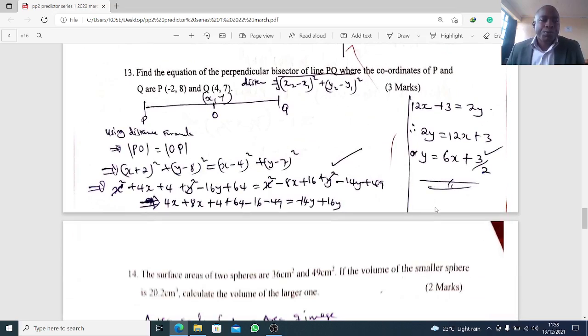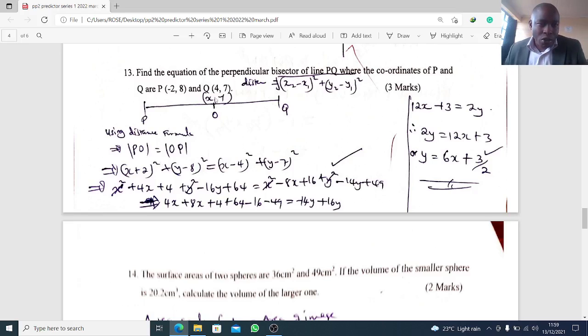The next question: find the equation of the perpendicular bisector of line PQ, where the coordinates of P and Q are this and this. Now, I've used the distance formula. There is another method whereby you find the midpoint. You add the coordinates: 2 plus negative 2 is 0... 4 plus 8... you use those coordinates as the midpoint. Then you find the gradient of this one, and the gradient of the perpendicular is such that the product of them equals negative 1. Use that. That's one method. Or use the distance formula.